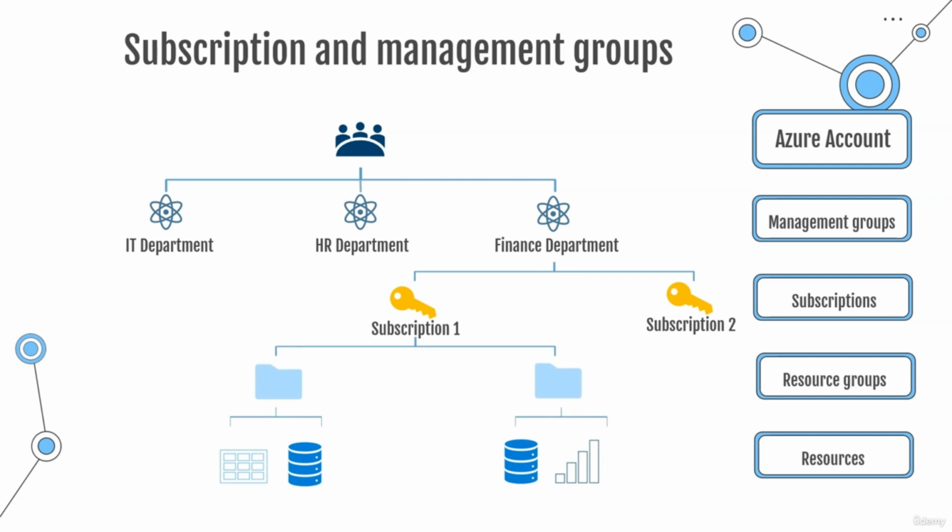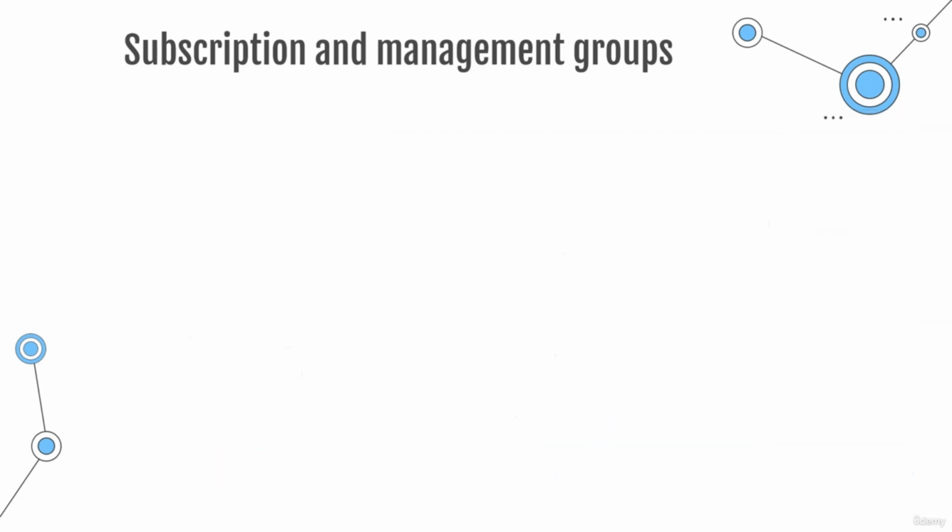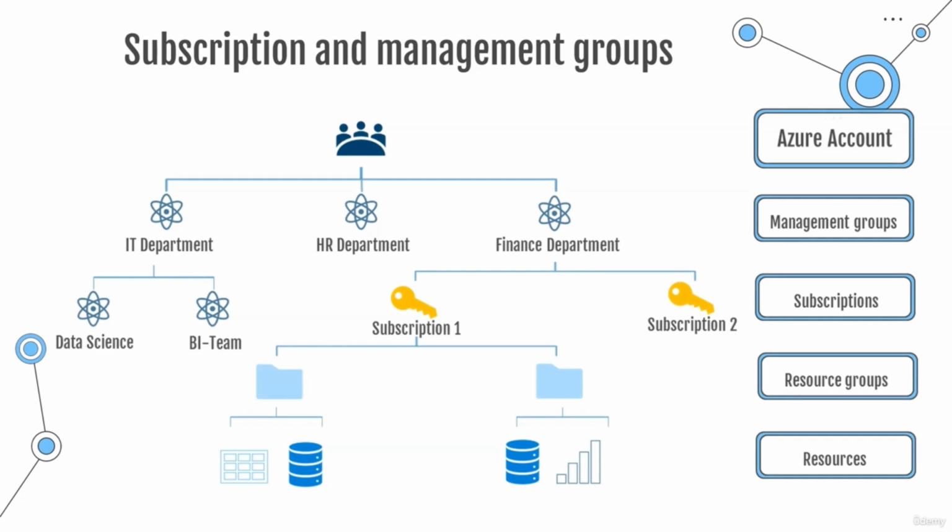Now we remember that resource groups cannot be nested. So we cannot have a resource group within another resource group. But this is now possible for management groups. They can be nested. For example, we can distinguish the IT department further. We have maybe different policies in the data science team and the BI team. And there we can then add additional management groups that are contained in another management group. This is totally possible. So that is what we need to know about management groups and subscriptions.